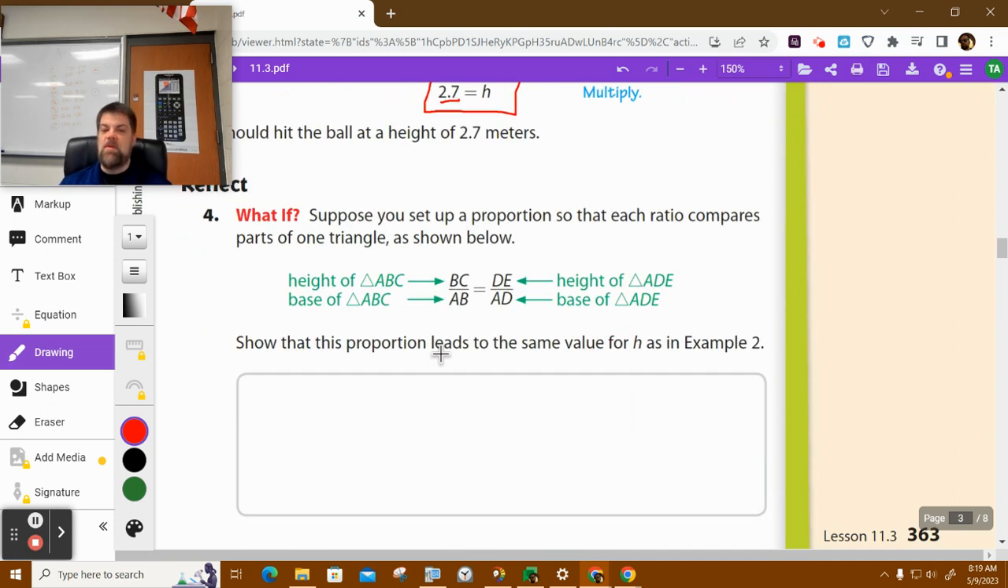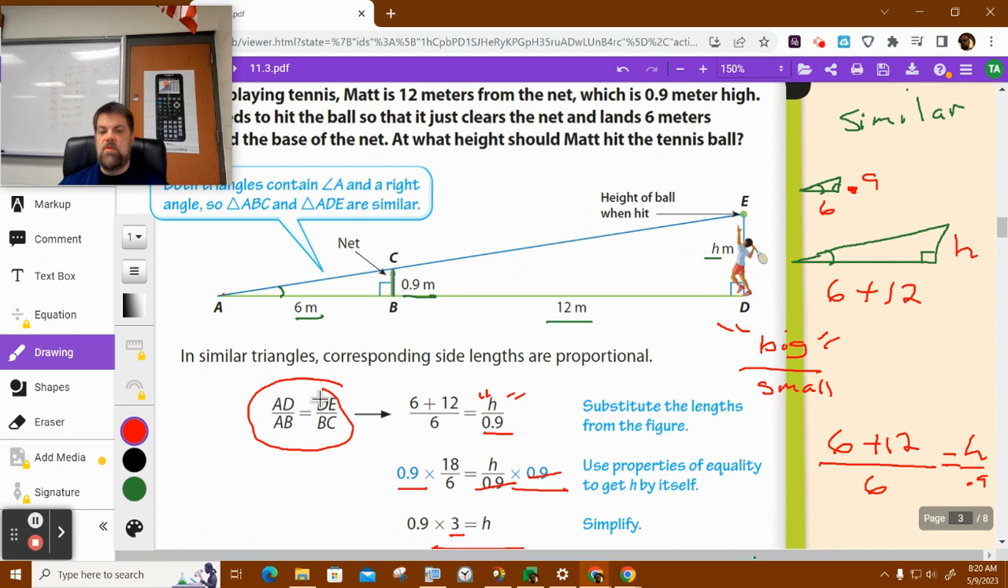Number 4, it says, suppose you set up a proportion so that each ratio compares parts of one triangle as shown below. So now this is essentially what I said. I'm going to focus on the big and the little. So BC refers to the small one, right? So this is the small triangle over the big triangle. In other words, what they want us to do is write it differently and see if we get the same answer. So BC then would be 0.9, yes. And then AB would be 6.